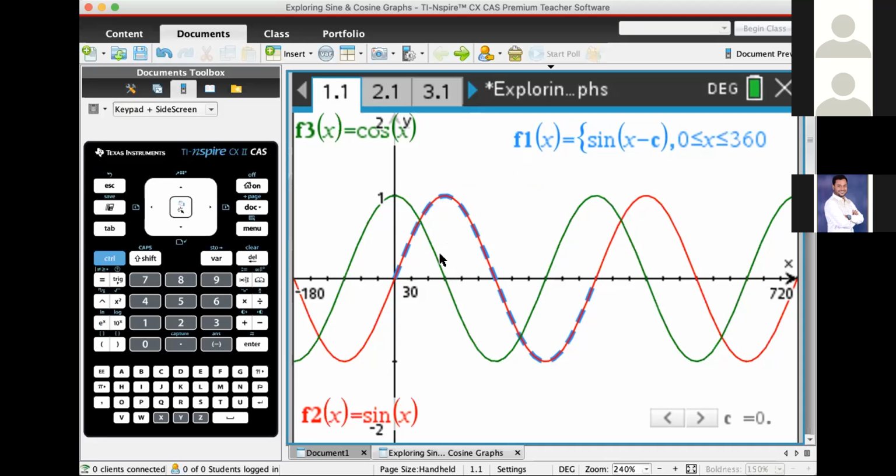Now let's pay attention to the dotted graph, the blue. C right now, as you can see in the slider, is zero. When C is zero, it's just sine x. It's on that.